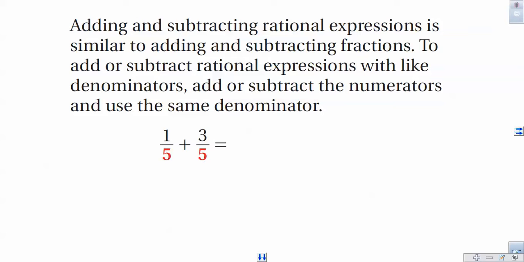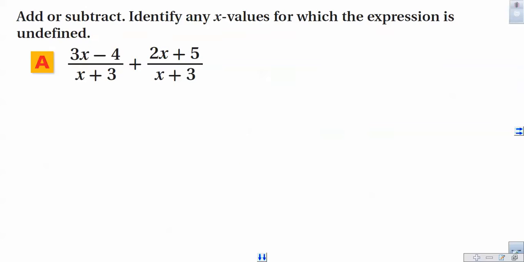If you already have a common denominator, it's pretty straightforward, right? When you have 1/5 plus 3/5, you have 4/5. If you have 6/7 minus 4/7, that gives you nothing more than 2/7. So we're going to be doing similar things, but just doing them with rational expressions. So take a look at this one here. Let's add these two together, and then after we do that, let's identify the undefined values.